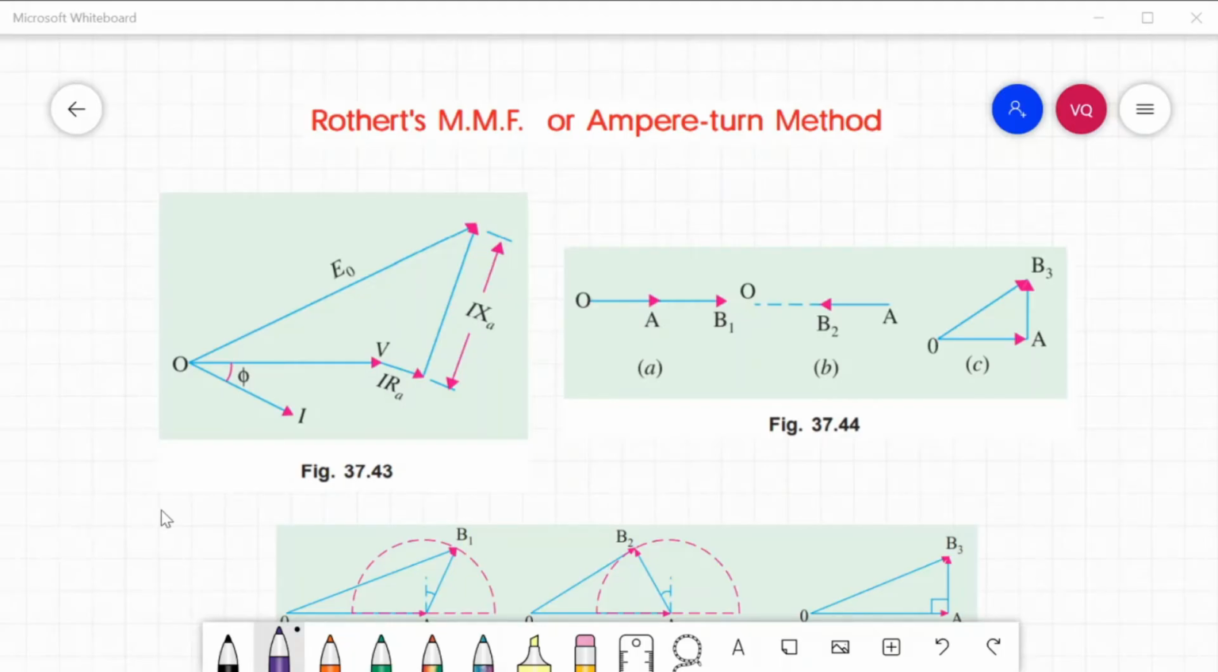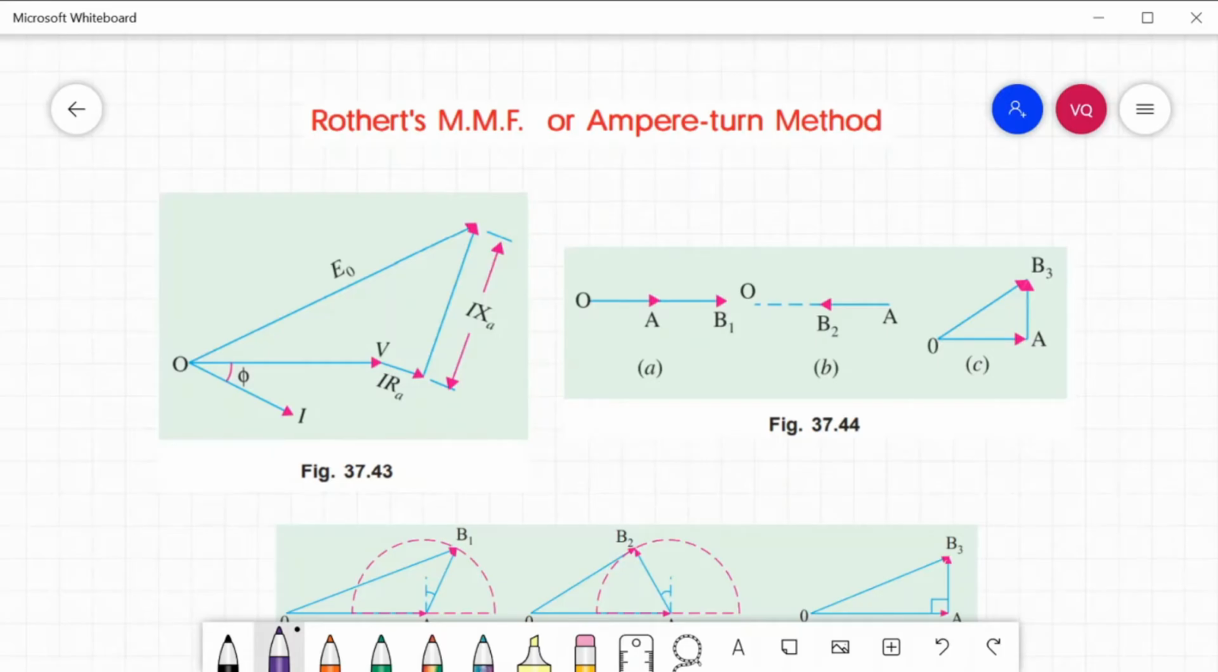In figure A, the vector OB1 is equal to the vector sum of OA and AB1.